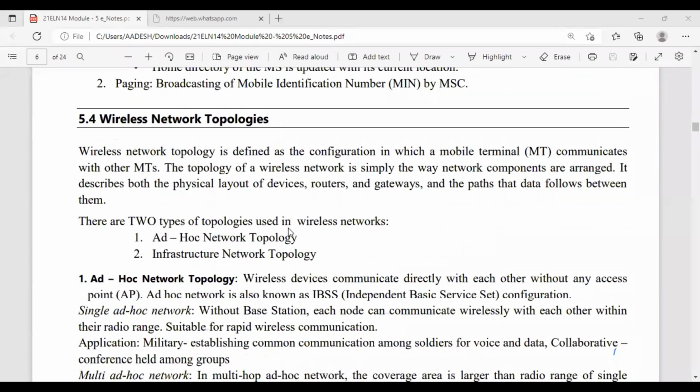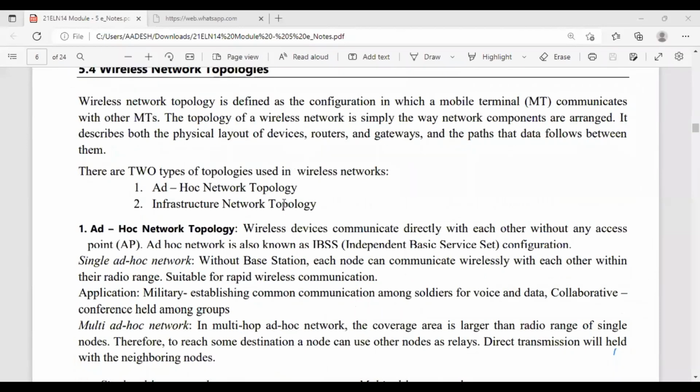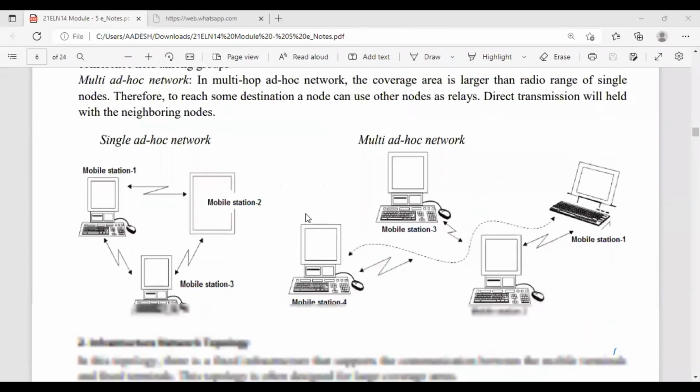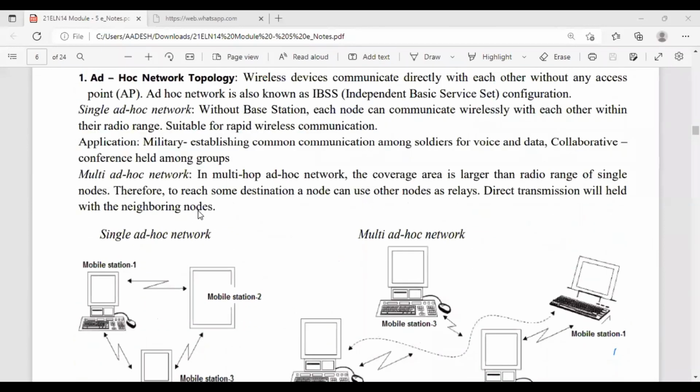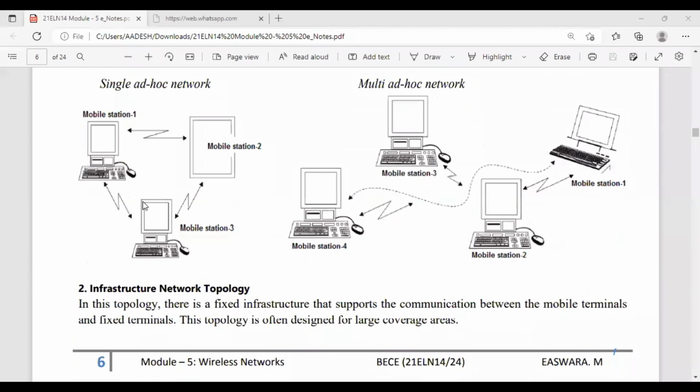And then wireless network topologies. There are two types of network topologies. One is ad hoc network topology and another one is infrastructure network topology. So ad hoc network topology, it means this is similar to Bluetooth.